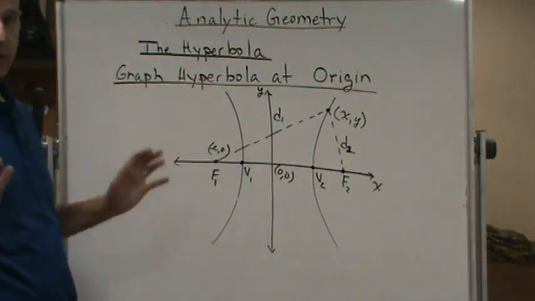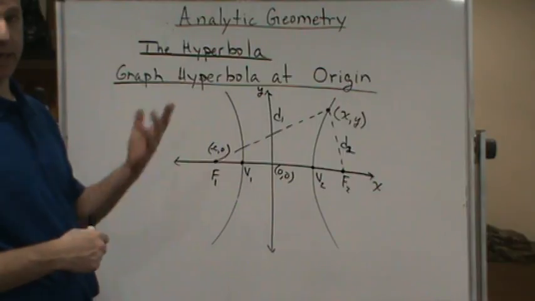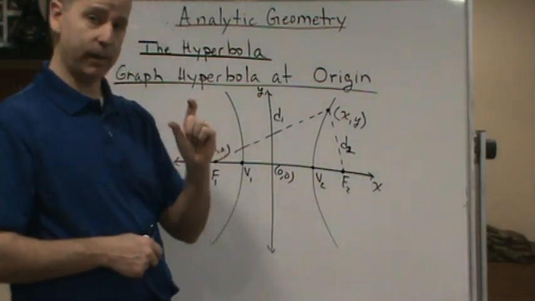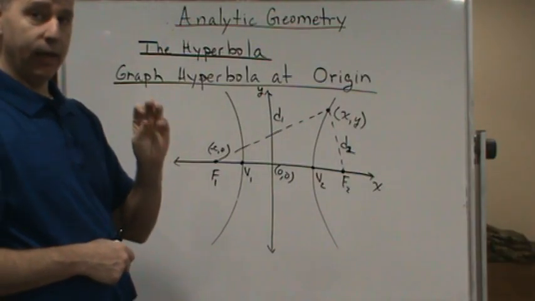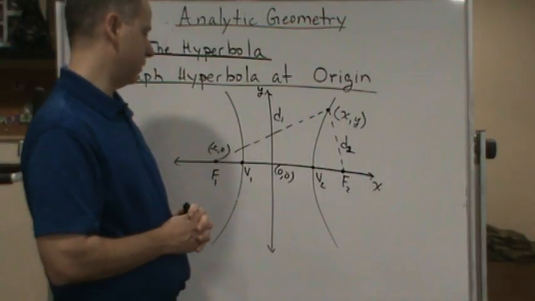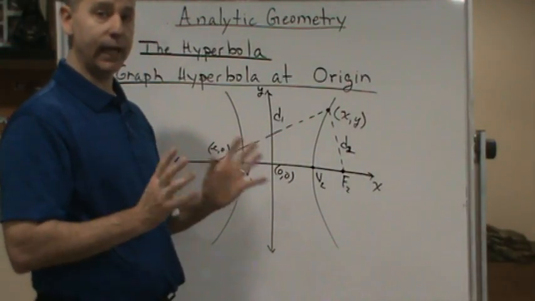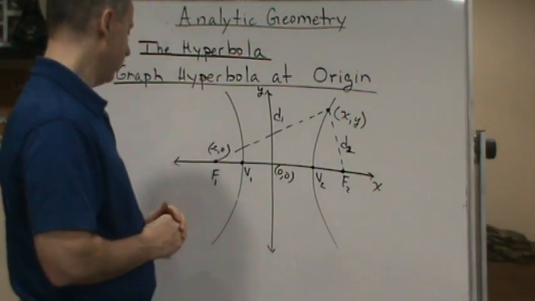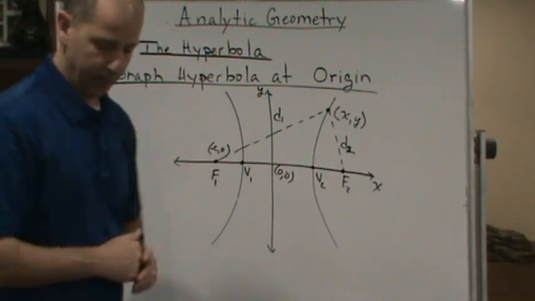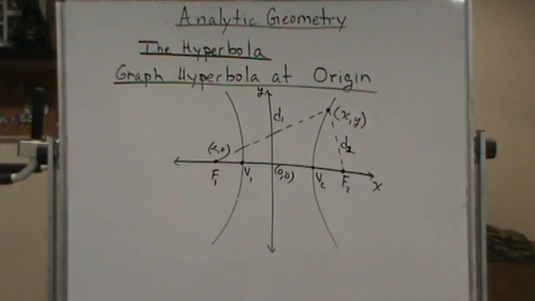Then I'll do the same thing as before: once I know what that constant is, I can go back to the beginning and derive the formula for any point on the graph of the hyperbola. Okay, so that's what we're going to do in the next video, is derive the formula for the equation of a hyperbola that's centered at the origin.